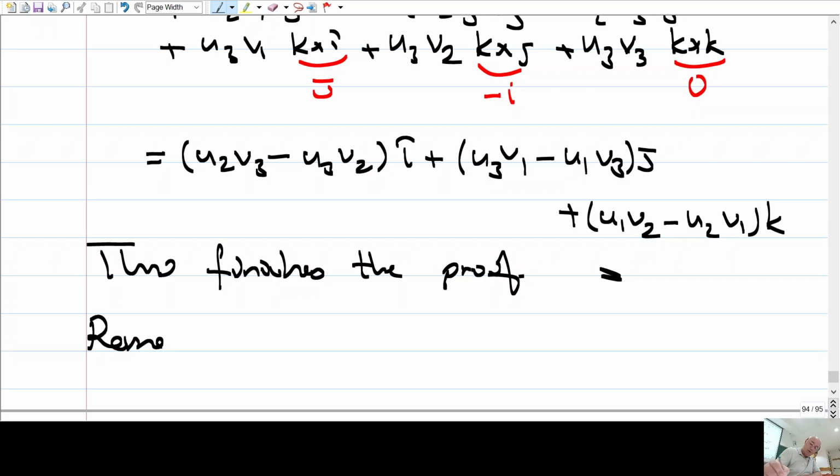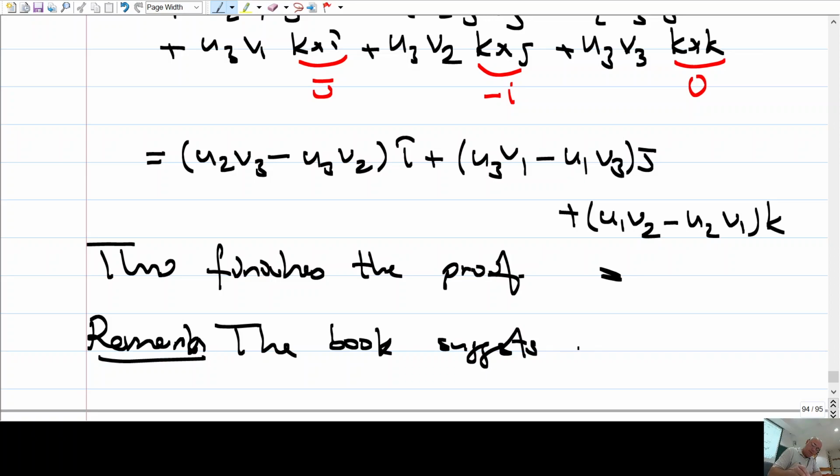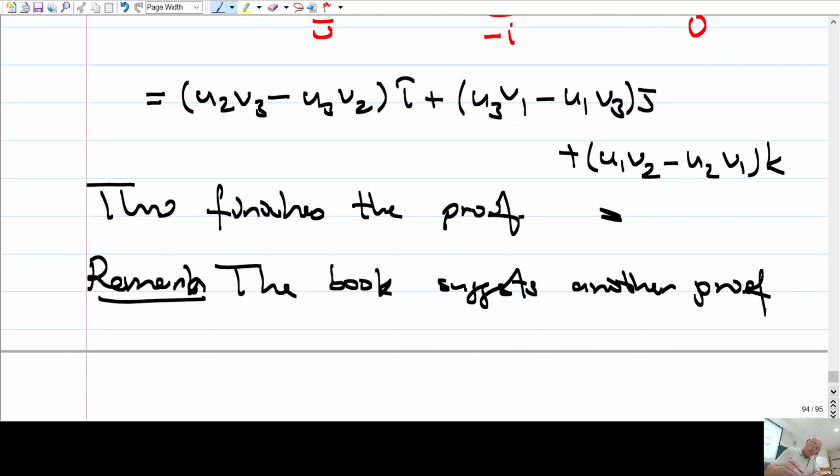Let me just remark here. The book suggests another proof. Read it.